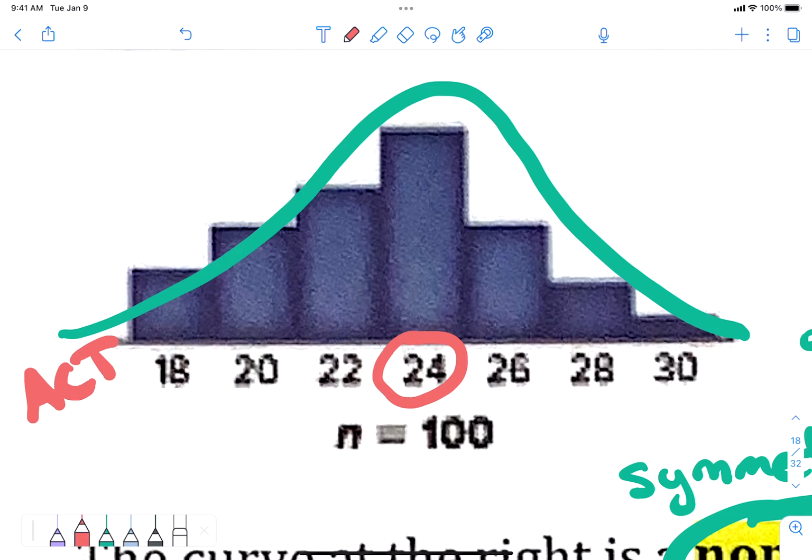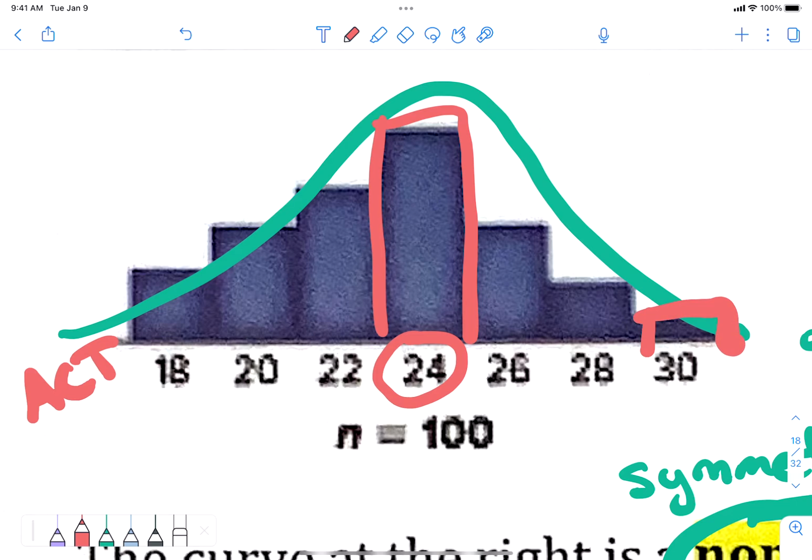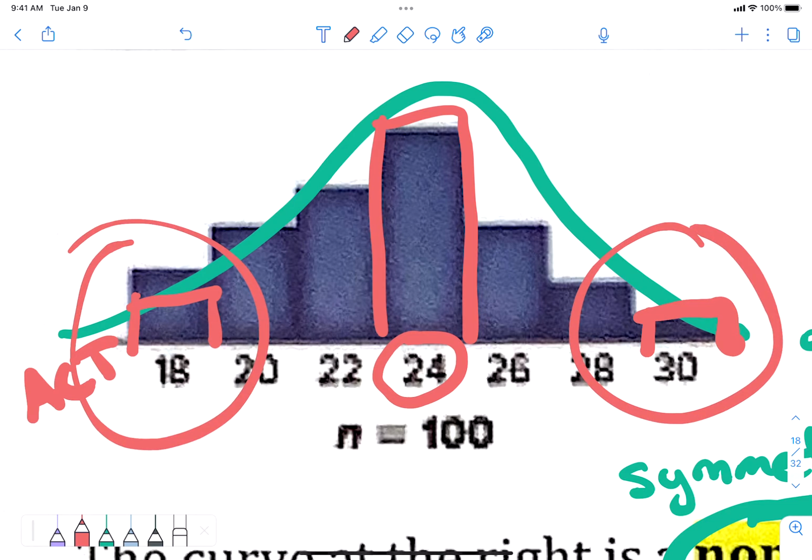Whatever. But this is the average, and the tallest tower is on the average, meaning the most people are scoring about 24. You have a few people on this extreme over here that scored a 30, and then a few people over here on the extreme that are scoring 18s and below, right? Some people are scoring 30s and above, some people are scoring 18s and below, but these people are not as frequent.